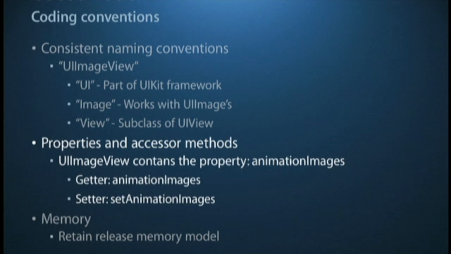If you look inside the UIImageView header file, you'll see that it has a property named animationImages. So again, based on the naming conventions used throughout the frameworks, this single name tells me quite a bit about how to use it. I know that the class implements two accessor methods, a getter accessor with the same name as the property itself, animationImages, and a setter called setAnimationImages. Also notice the property is plural, so I know these methods act on an NSArray of UIImages.